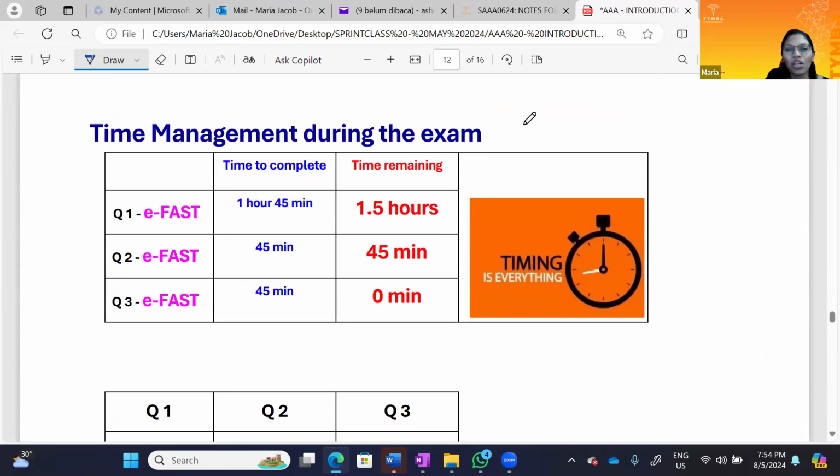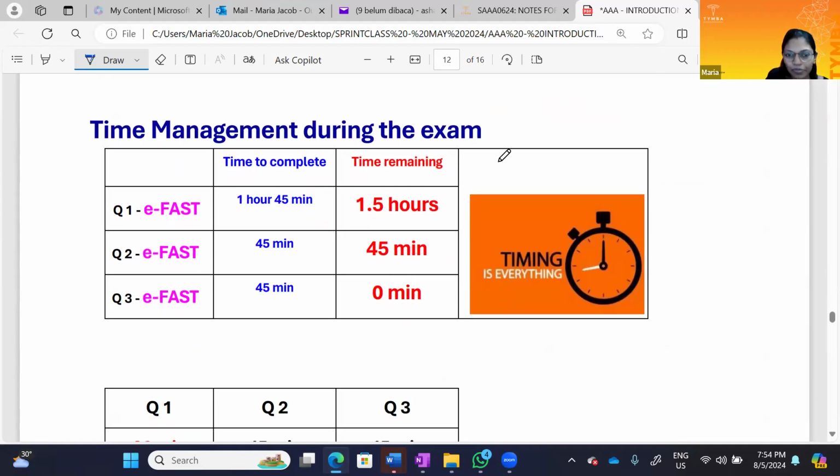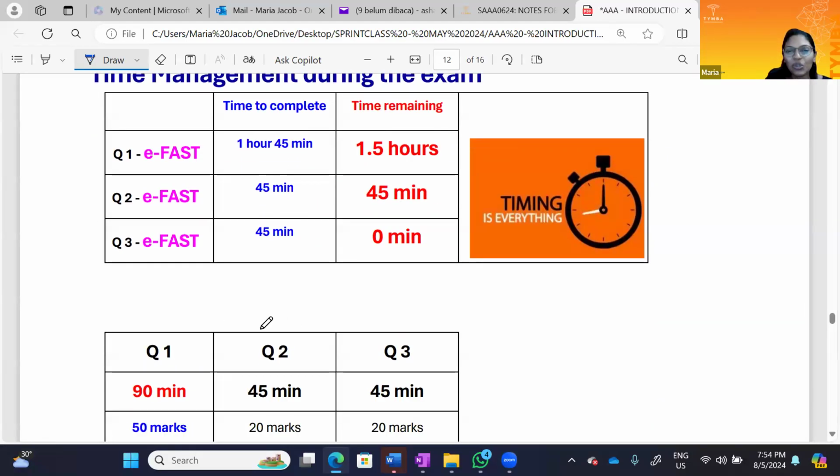Now these are all time management which you have to manage during the exam. Your question one, you should use only 1 hour 45 minutes. The moment you hit that, please move on to question two, and then move on after 45 minutes to question three.